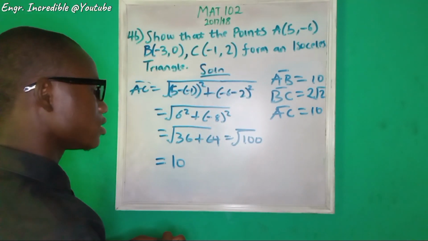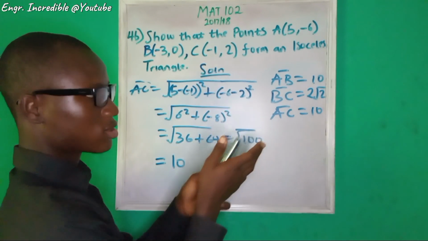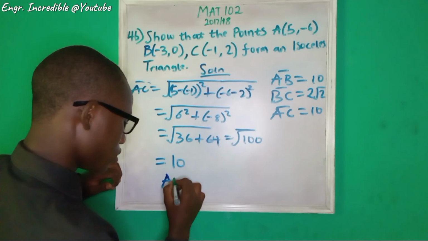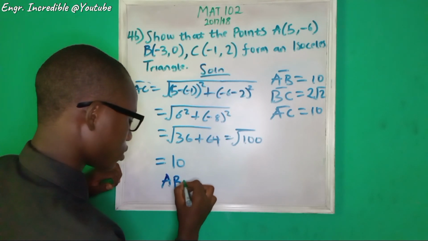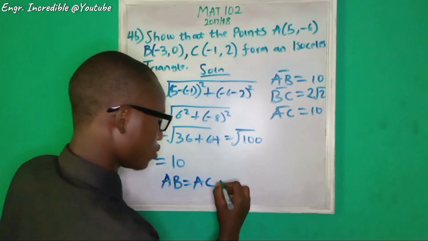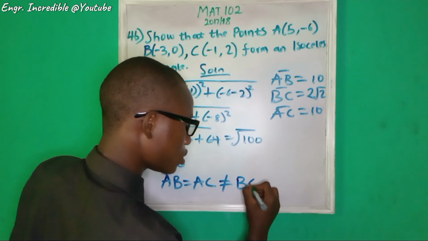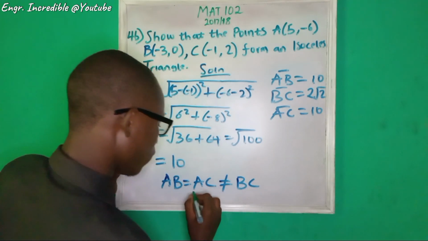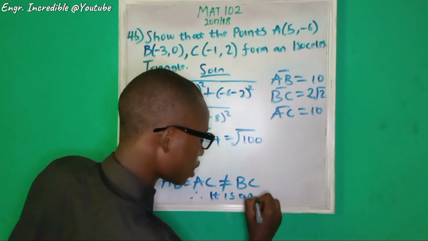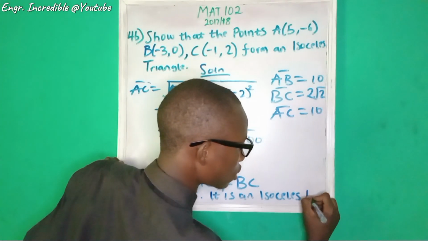So since our line AB and line AC are equal to 10, therefore it's an isosceles triangle. So you just write it like this: AB is equal to AC, but is not equal to BC. Therefore, it is an isosceles triangle.